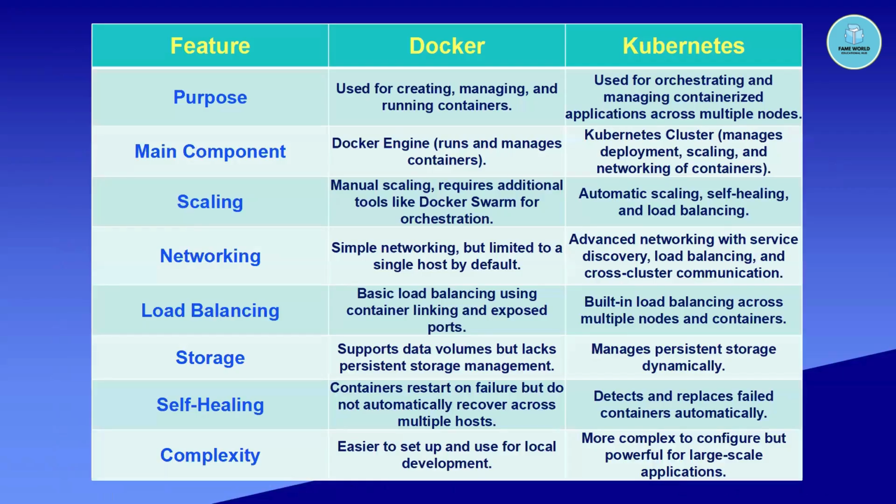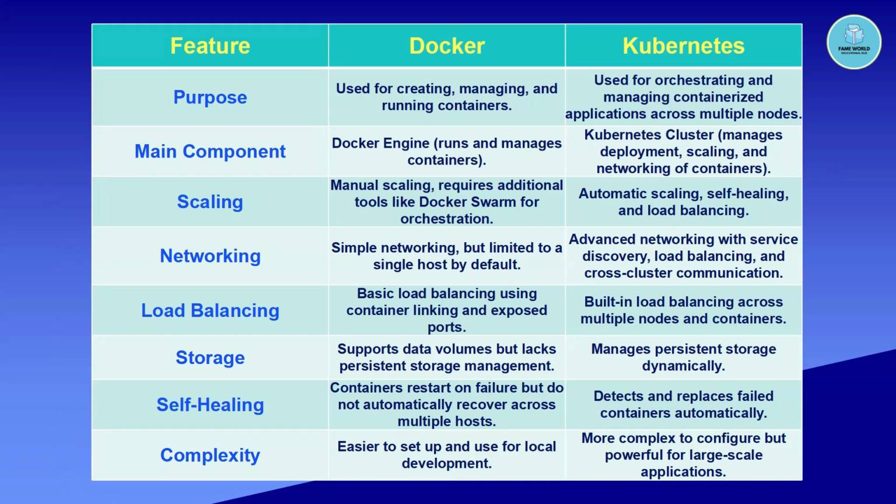So let's see the comparative study. Let's talk about it one by one. I will be comparing features like purpose, main component, scaling, networking, load balancing, storage, self-healing, and complexity. When I talk about all these features, a lot of confusion will be cleared about what Kubernetes and Docker themselves are.